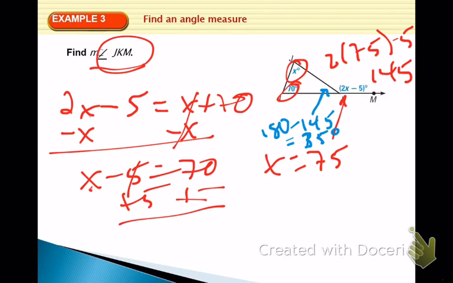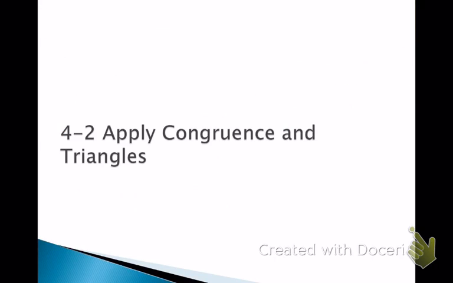Okay, don't forget, those are supplementary. They're a linear pair. So a use of that exterior angle theorem. All right, that's our angles. That's our angle theorems. And how do we classify triangles?